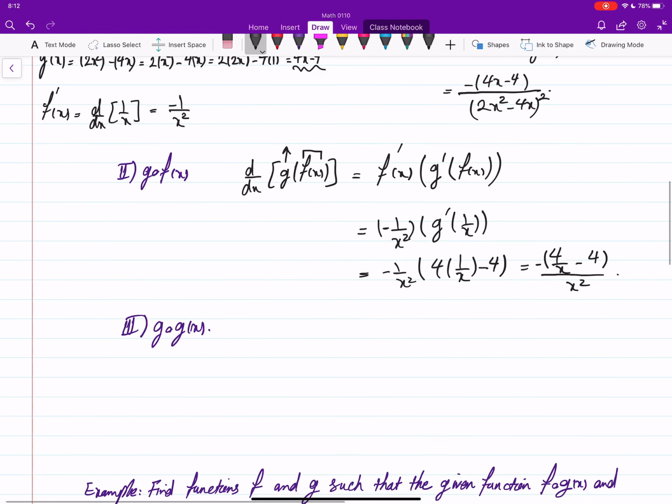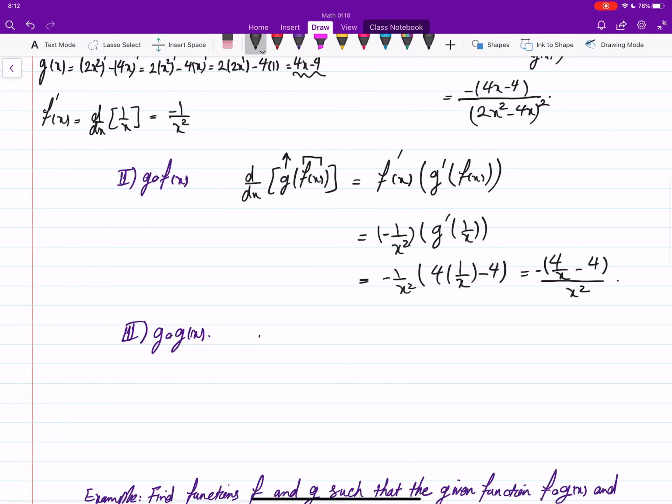And the last one, the derivative of g∘g. So here, both the inner and outer one are g. This is the inner one, this is the outer one. So we have to find the derivative of the inner one times the derivative of the outer one, which is again g, but evaluated at the inner one.